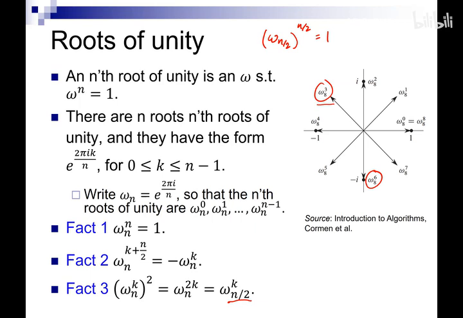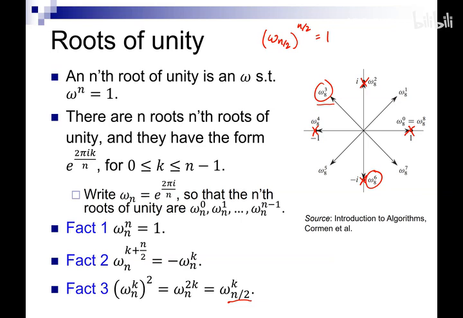Now the fourth roots of unity are just, if you take the unit circle and you break it into 4 parts, those are the fourth roots of unity. So you got 1 over here, 1 over here, 1 over here, and then 1 over here. So these are the fourth roots of unity. And you see that if you take the third eighth root of unity and you square it, you get the third fourth root of unity. So that's fact 3 over here. All of these facts are important in the FFT, as we'll see.